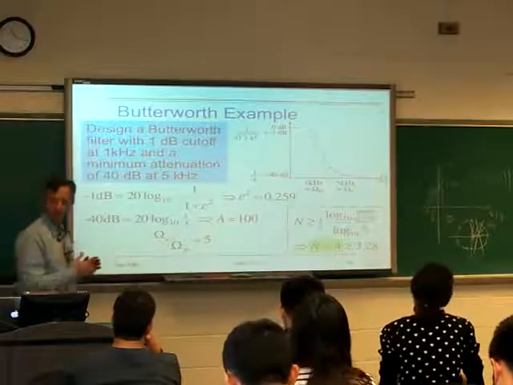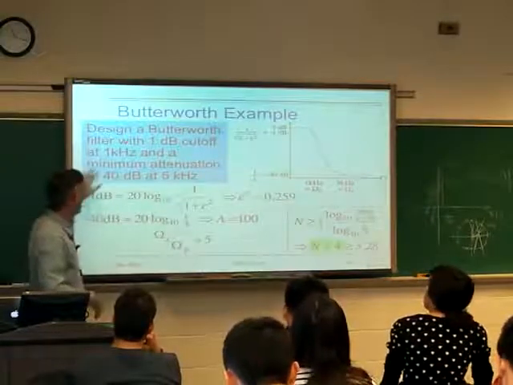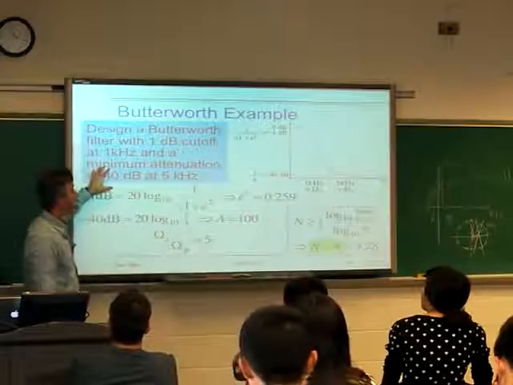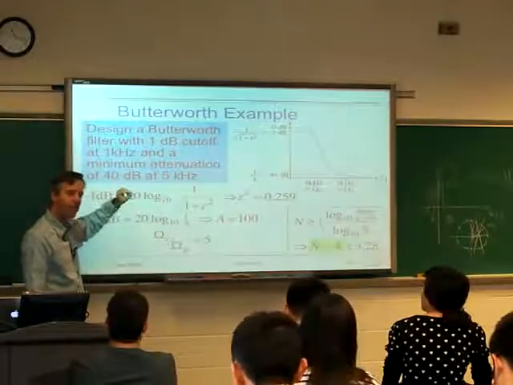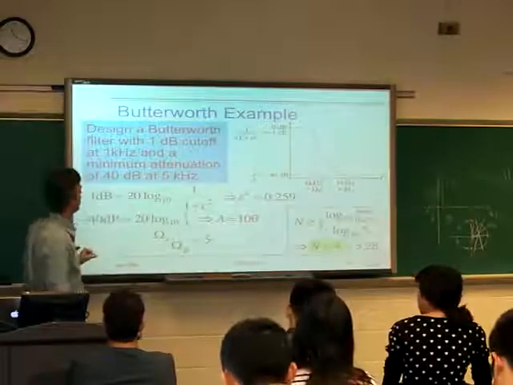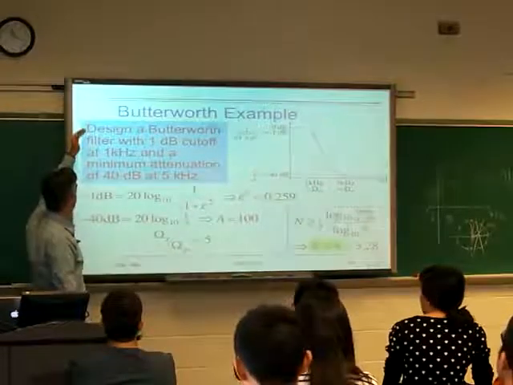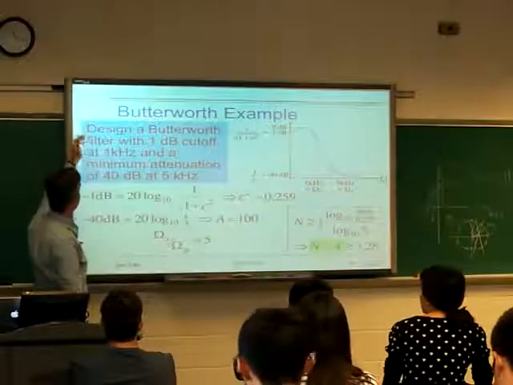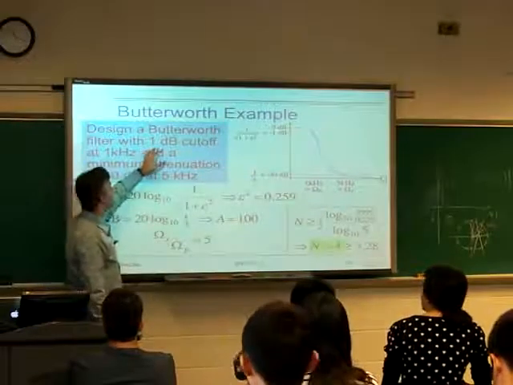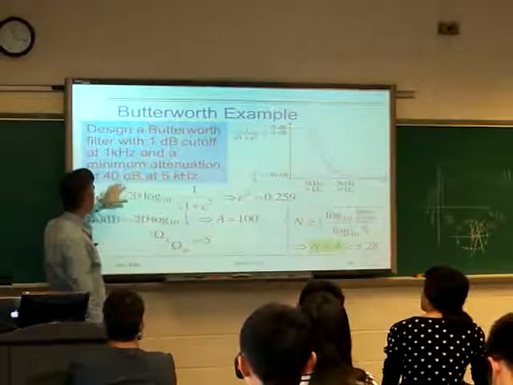Okay, so let's just do a quick example of actually designing a Butterworth filter to some specifications. Here, we're going to see this a few times. In the blue box is the actual specification, the customer's requirements for this filter, and then we see what we do with that. So the requirement is we want a Butterworth filter, so they're telling us they want a maximally flat filter. We want 1 dB cutoff at 1 kilohertz and a minimum attenuation of 40 dB at 5 kilohertz.